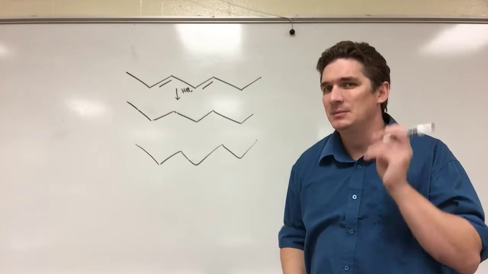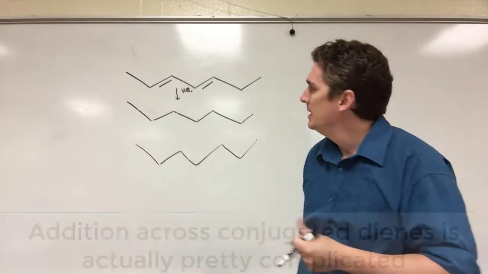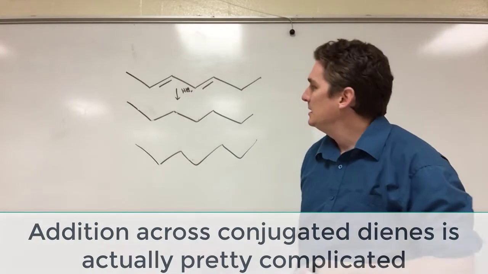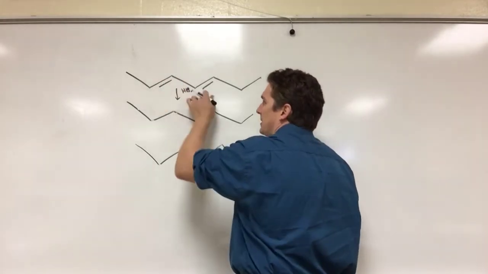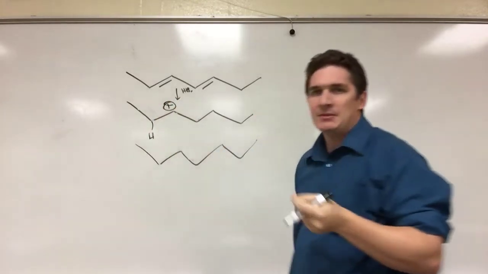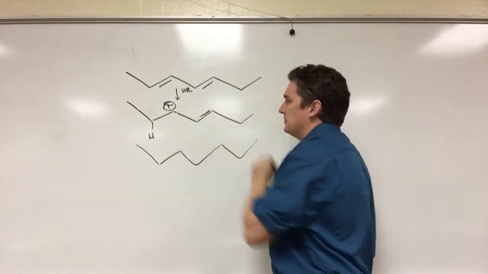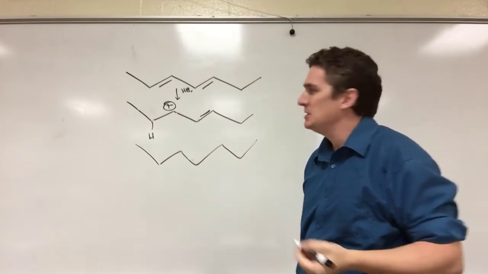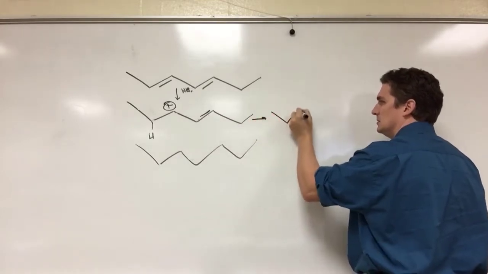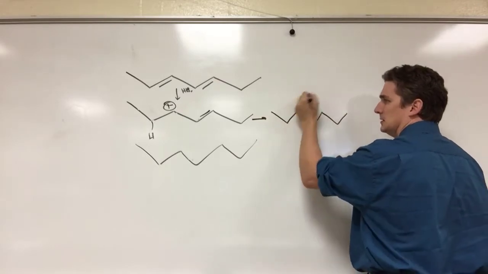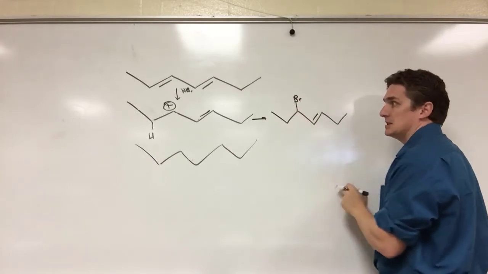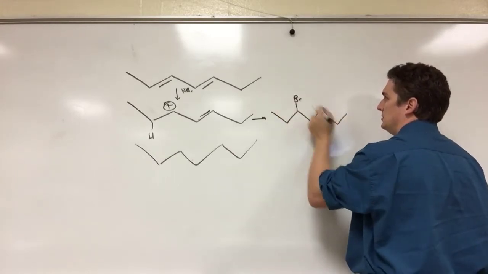But there's actually a little bit more of a complication to this. Let's say I'm going to get addition across the double bond. And the first thing I'm going to have is attack by the double bond on the HBr. I'm going to have the H, and for a little while there, I'm going to have a carbocation. And if I do this reaction and I add the bromine, what I'm going to end up getting is this compound.